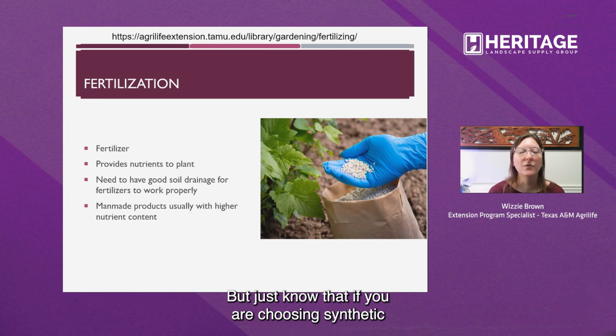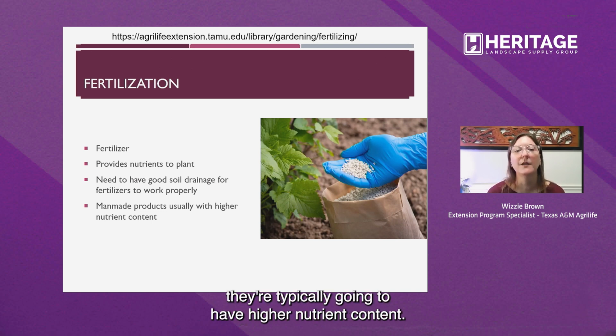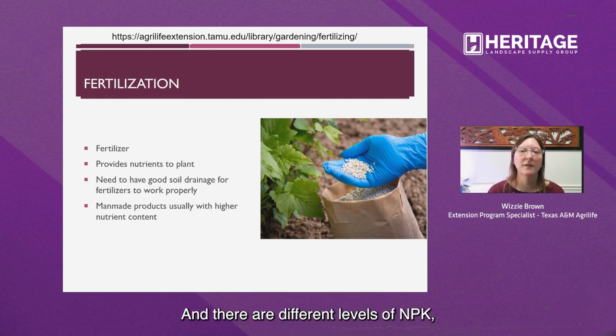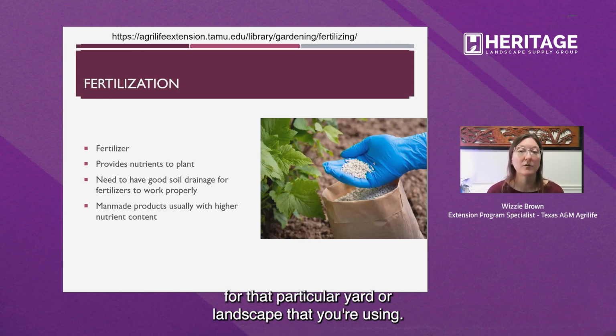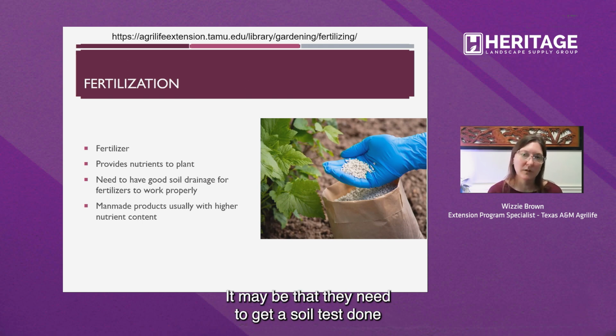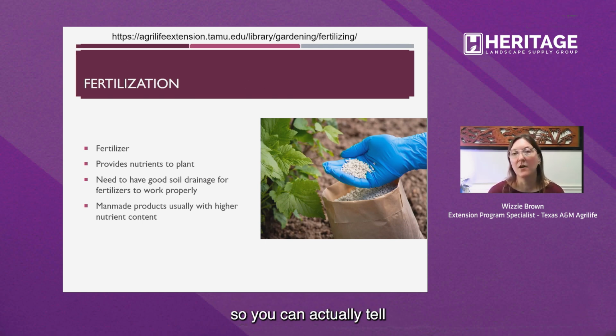But just know that if you are choosing synthetic or man-made products, they're typically going to have higher nutrient content, and there are different levels of NPK. So choose one that's going to be best for that particular yard or landscape that you're using. It may be that they need to get a soil test done so you can actually tell what nutrients are specifically needed for that particular area.